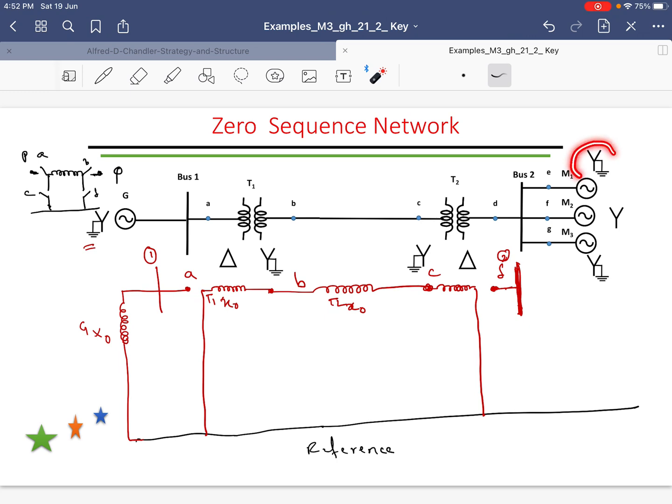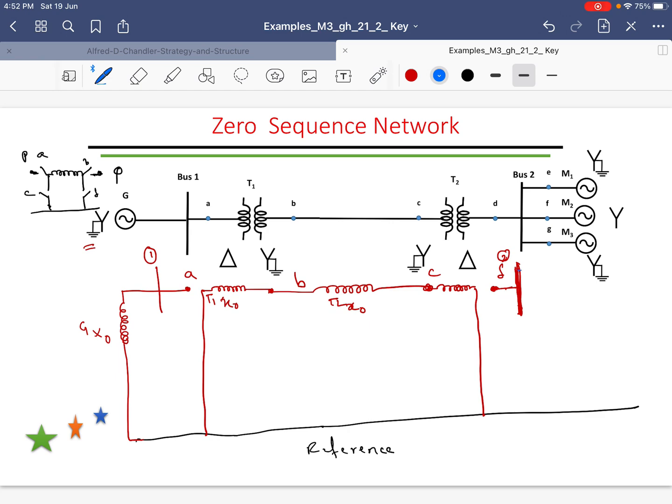Here M1 is grounded. Therefore from bus number 2, there is a path to the ground. Similarly, if you look here, M3 is also grounded. It has got a path here. But here it is not grounded. The M2 is not grounded. Therefore, there is a break in the zero sequence network to the ground. That you have to keep in your mind while drawing the zero sequence network very carefully.